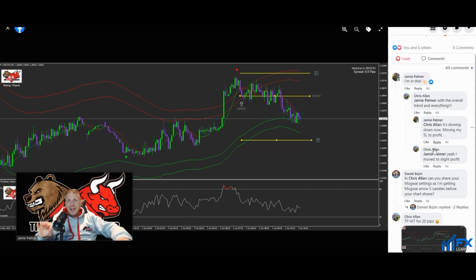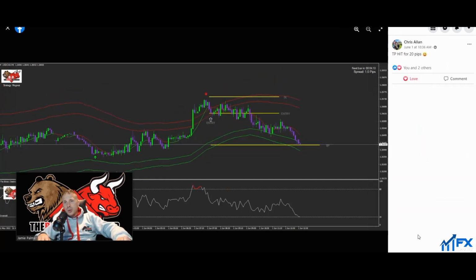It was perfect. Yes, I've moved to slight profit, and then at the end he says TP hit for 20 pips. Beautiful. Now, it actually went a lot further than 20 pips. Now, this is good. You see how he's marked up his stop loss? So he's literally followed the training perfectly.